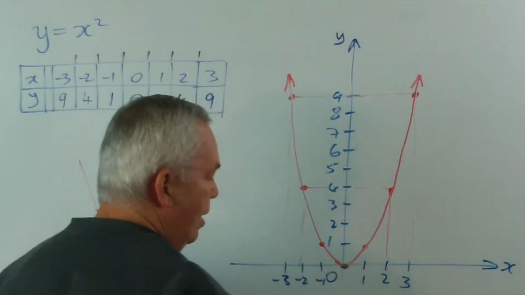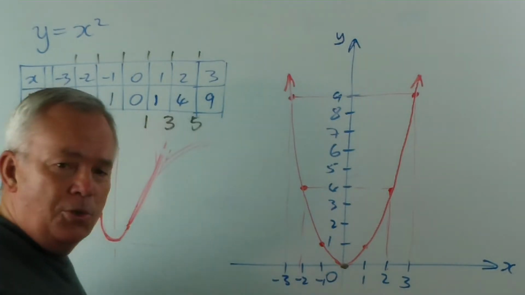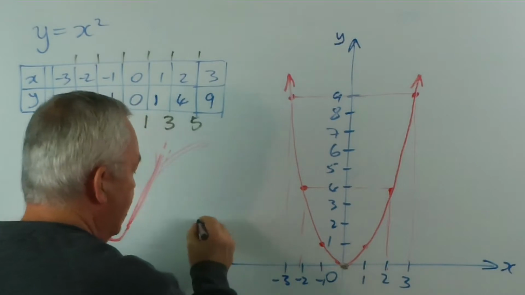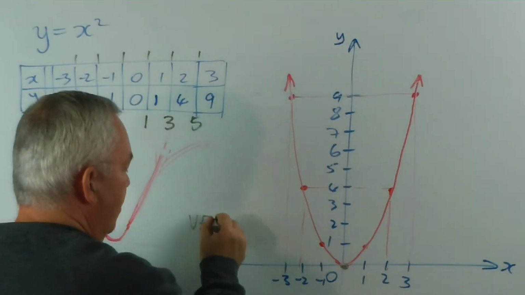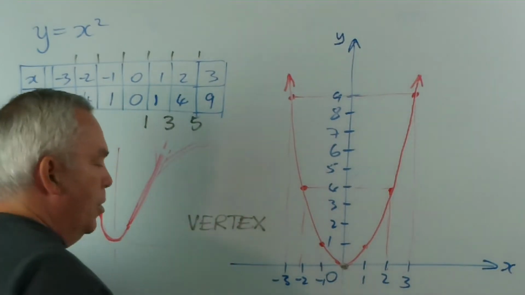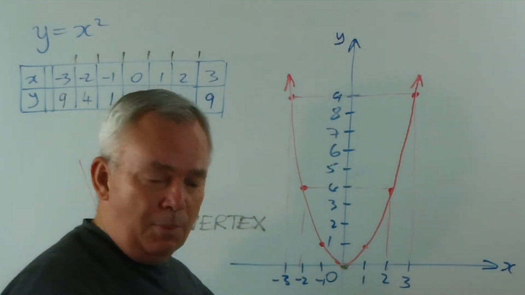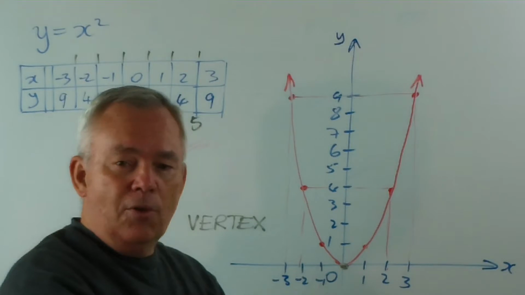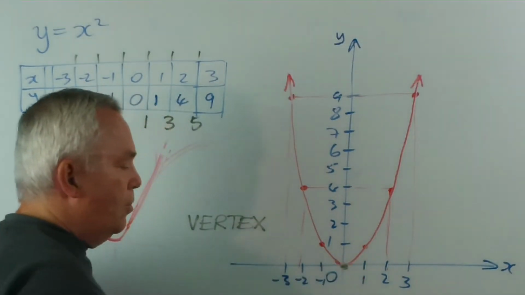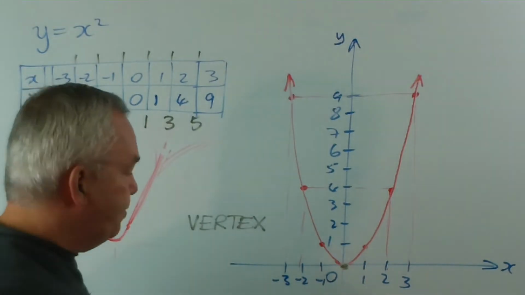If we start at the tip, and by the way, I should introduce the right terminology now. The tip of a parabola has a name, vertex. It's the same word that we use in geometry for the tip of something, or the corner of a triangle or corner of a square is a vertex. That's the same term we give to the tip of a parabola.